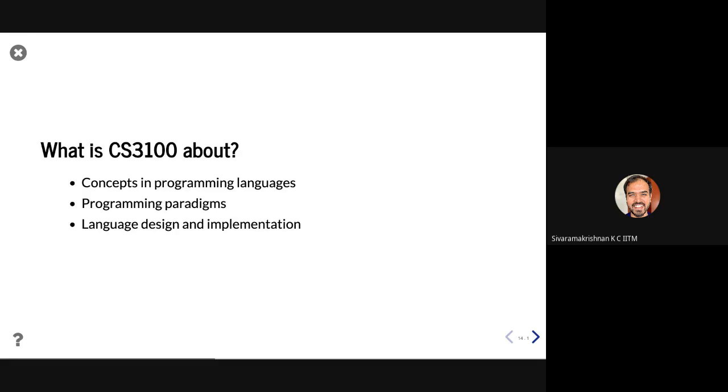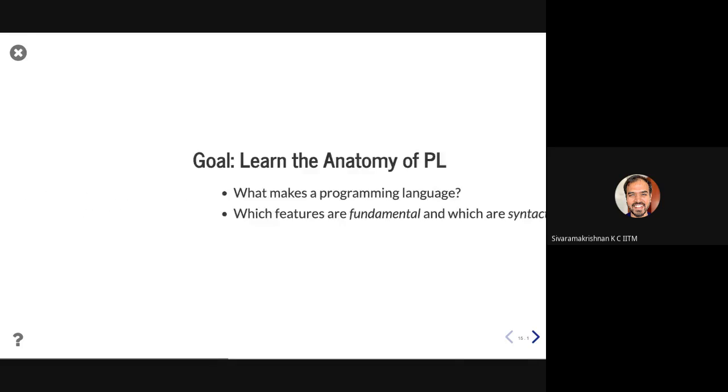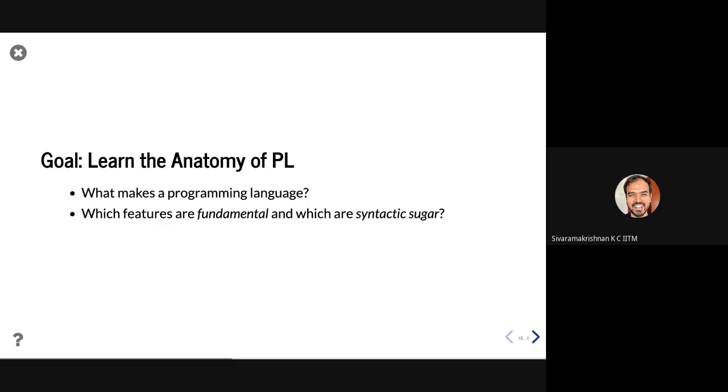So the idea here is not to have you implement real compilers, right? That is what you will study in the compilers course. The idea here is for you to appreciate how to design nice languages that have nice features, right? So we are not going to dive too much into implementations, but it's about coming up with good abstractions. And we will also learn what makes a programming language, right? What is the anatomy of a programming language? What is fundamental in a programming language? What is just syntactic sugar?